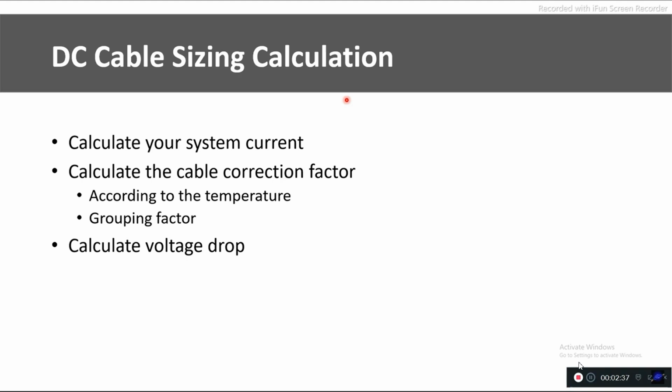Next, we have to calculate the cable voltage drop. Basically, after the first and second steps, you will choose a conductor or a cable. Then you will calculate the voltage drop for that particular cable, so that you will come to know that it is below the permissible voltage drop, and so that you can finalize the cable for your particular project.